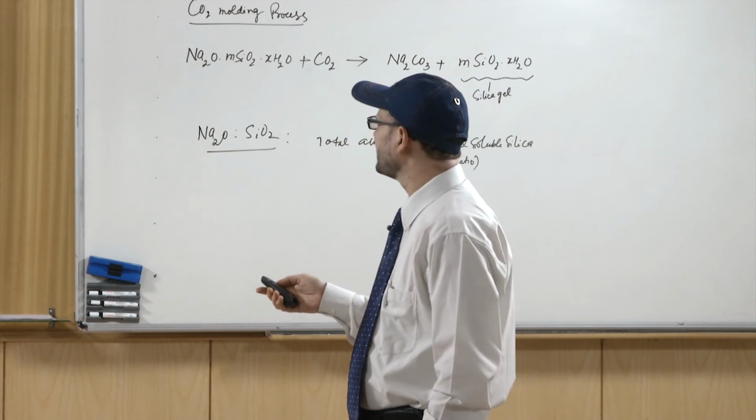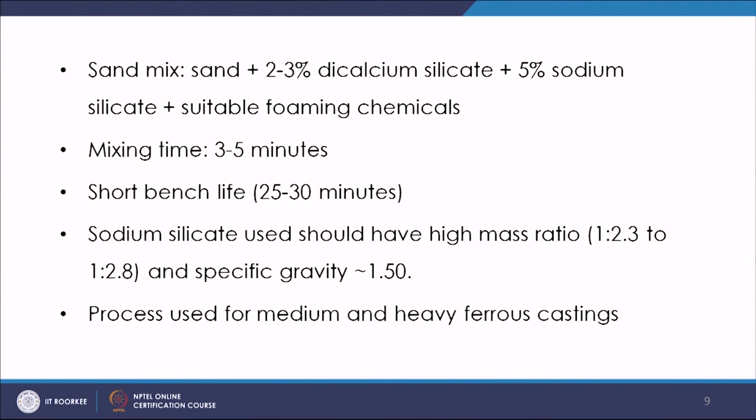The sodium silicate which should be used must have a high mass ratio of about 1 is to 2.3 to 1 is to 2.8. Specific gravity should be maintained somewhere close to 1.5. This way you can control the sodium silicate which is used. It is used for medium and heavy ferrous castings.